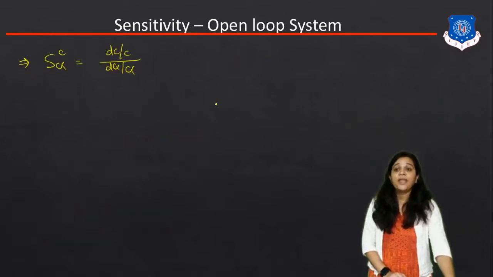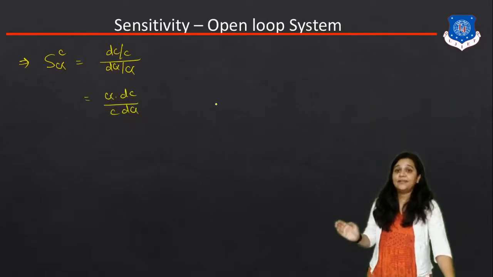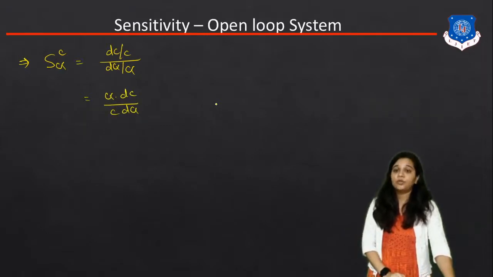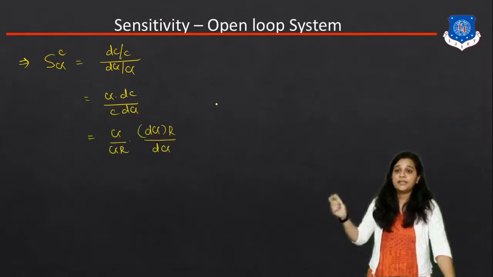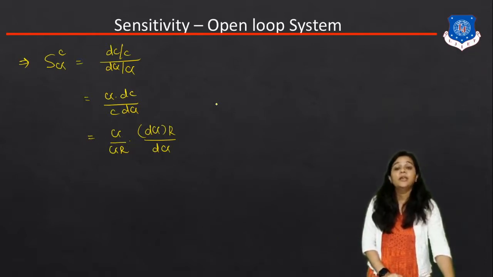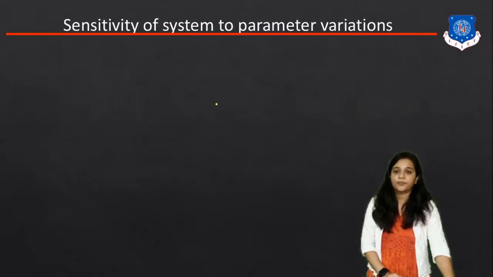So S_G^C is equal to (dC/C) upon (dG/G). We can write this as G into dC upon C into dG. Putting the value of dC in this equation, we get G upon G R into dG into R upon dG. The terms dG and G cancel out, so the sensitivity will be 1. So if we find the sensitivity for the open loop system, the answer will be 1.